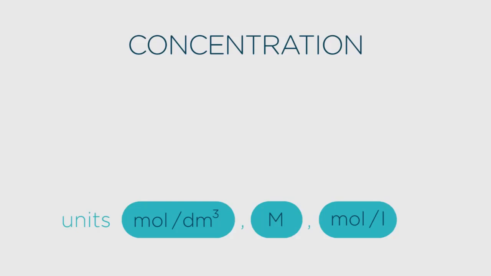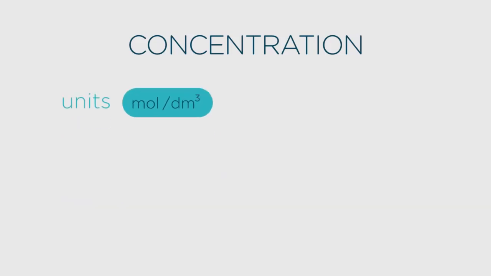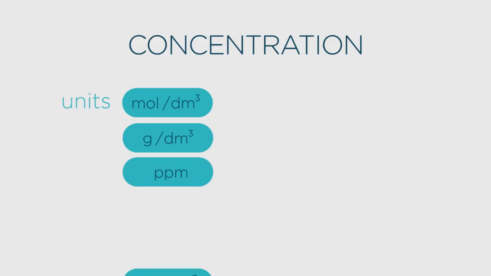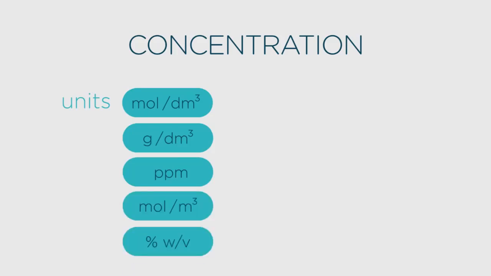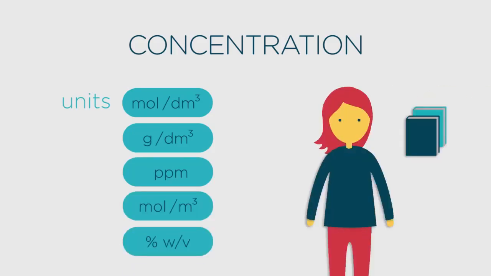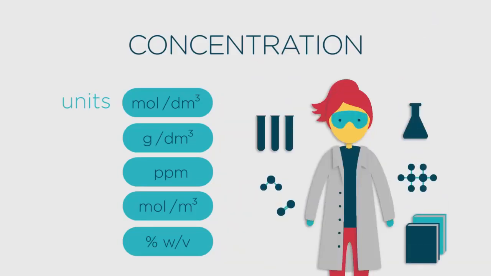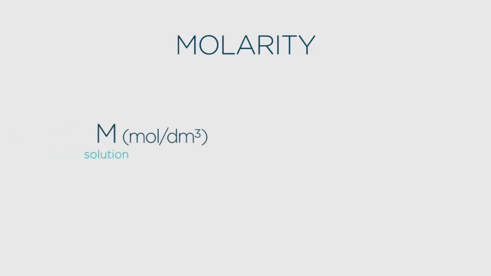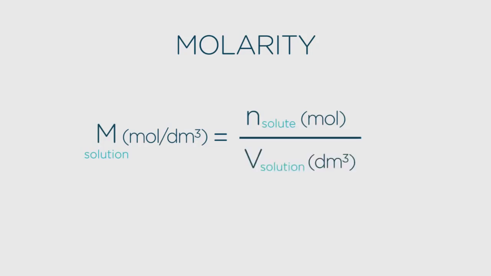Concentration, on the other hand, can be written in these terms, but there are also a lot of other units popular in science to describe concentration. Here are just a few. You'll get to learn how to convert between all these units as you progress as a chemist, but let's keep things simple for now and stick with moles per decimeter cubed. You'll be pleased to know that the equation to calculate molarity is very easy. Molarity of a solution is equal to moles of solute dissolved divided by volume of solution in decimeters cubed.